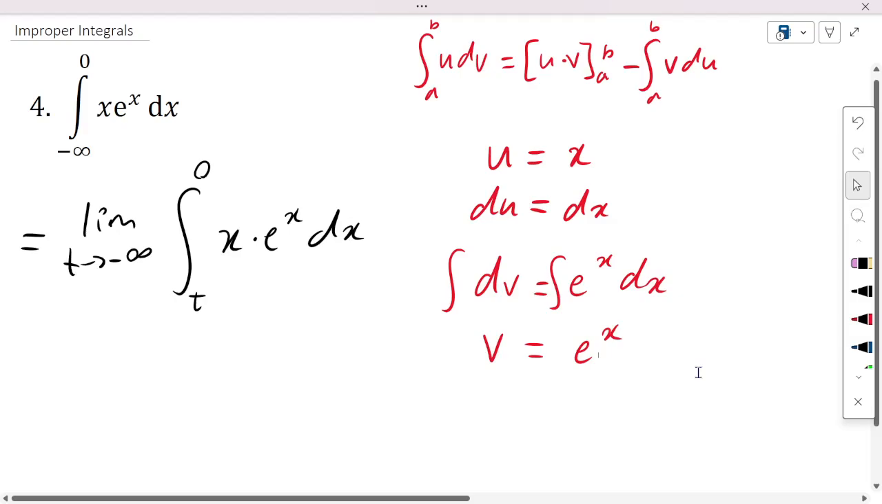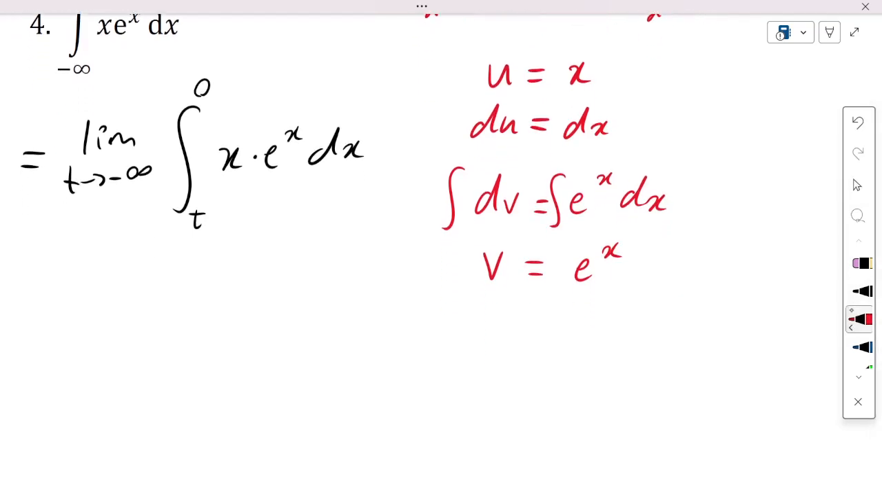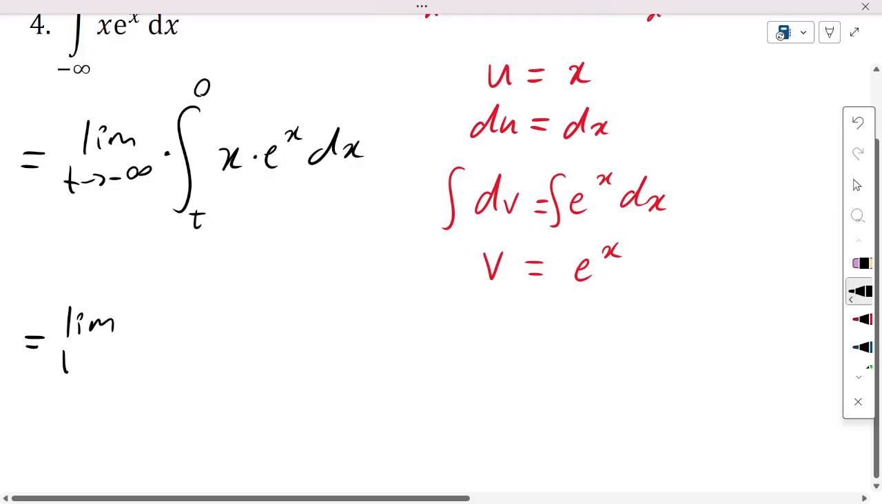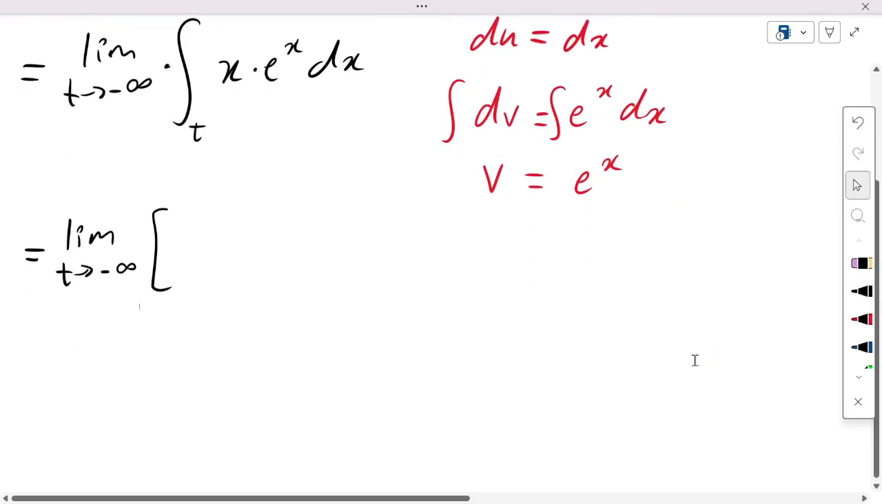Beautiful. Now we can just plug in our stuff over here. But once again, we're only going to be dealing with this integral here, not this limit. This limit is outside the integral, it's multiplying the integral. So we're going to have the limit as t approaches negative infinity, and then a big bracket.